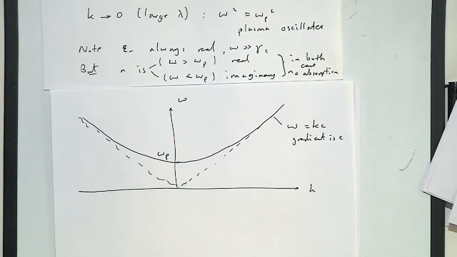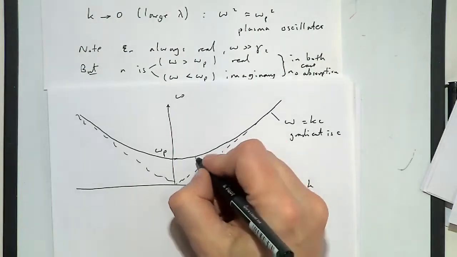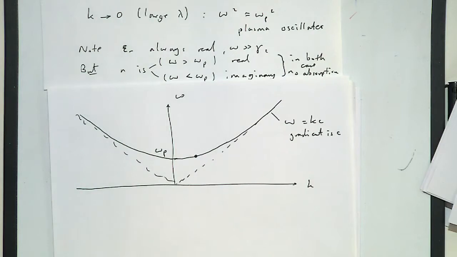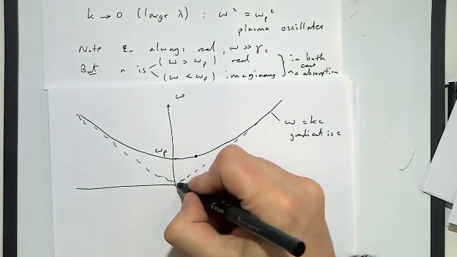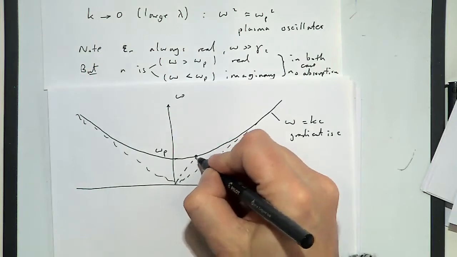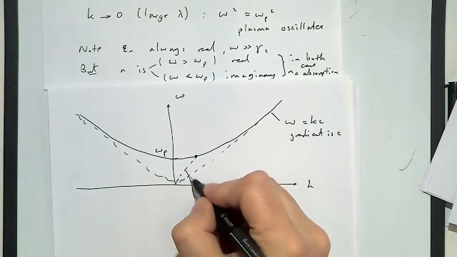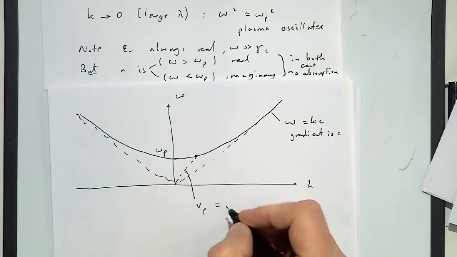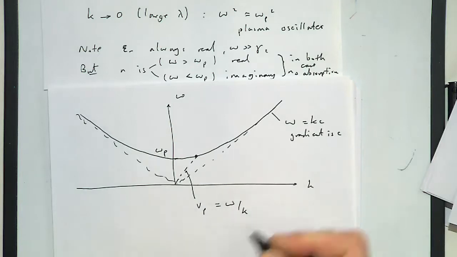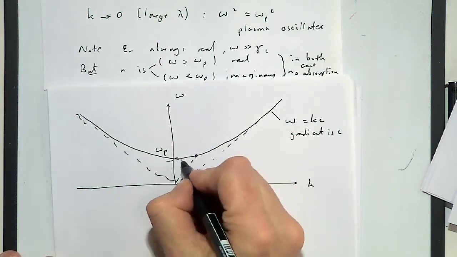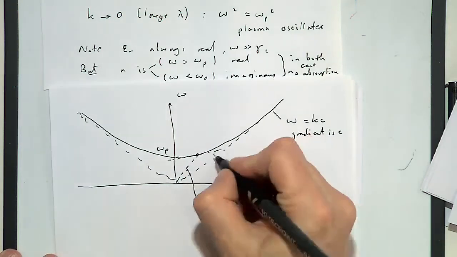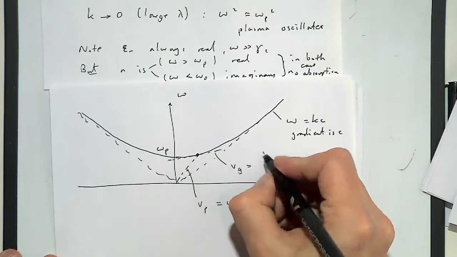Now, there's a couple of extra things we can put on. Let's choose a particular frequency, say that one there. So I'm given omega. And we can do two interesting lines. We can do this one here. The gradient of that line is the phase velocity, omega over k, which is bigger than c, isn't it? And the tangent to the line is obviously d omega by dk. That must be the group velocity.